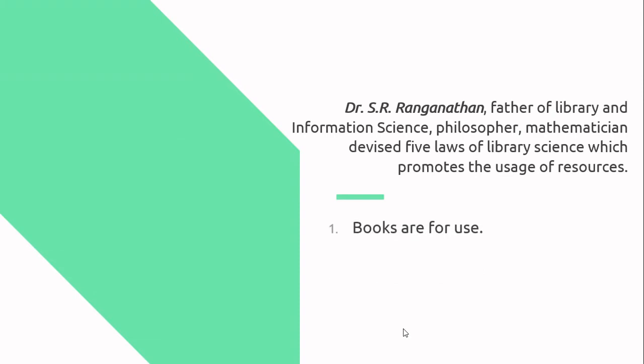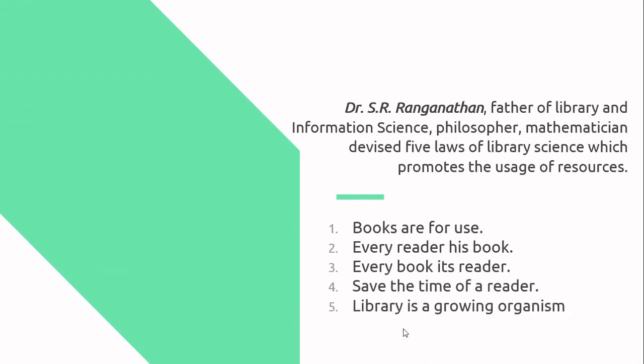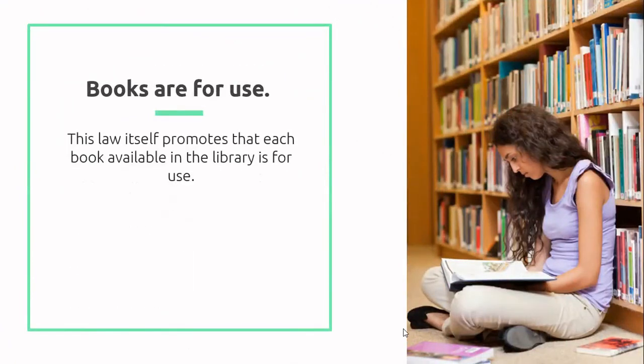First, books are for use. Second, every reader his book. Third, every book its reader. Fourth, save the time of a reader. Fifth, library is a growing organism. So first, books are for use.